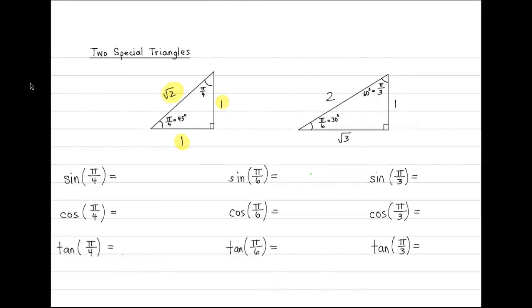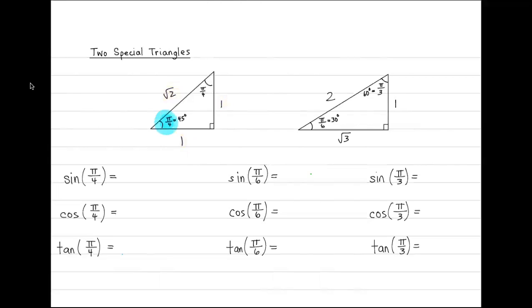We can use this triangle to help us evaluate trig functions for the angle pi over 4. So if you don't have a calculator, you can still go through and work out the sine, the cosine, the tan, as long as you know about this triangle. So there's our angle pi over 4 right there in that corner.